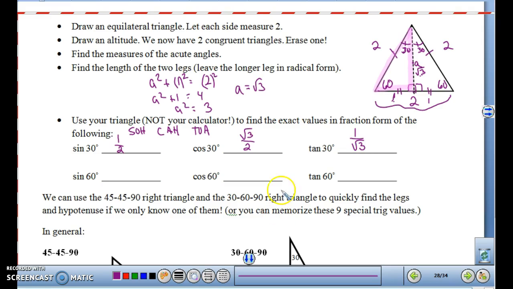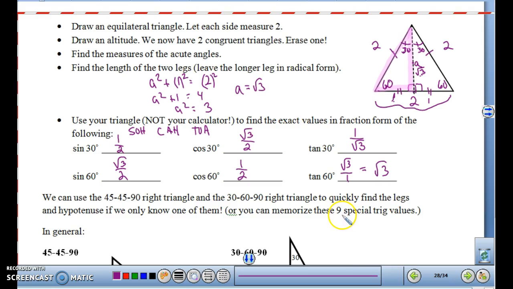Okay, now let's do the same thing for the 60-degree angle. Sine of 60, opposite over hypotenuse. Opposite is the square root of 3. The hypotenuse is 2. The cosine of 60, adjacent is 1, hypotenuse is 2. And the tangent of 60 is opposite over adjacent, which is the square root of 3 over 1, which is just the square root of 3. Okay, now you may notice some values repeat here. We'll be talking about that in just a minute.